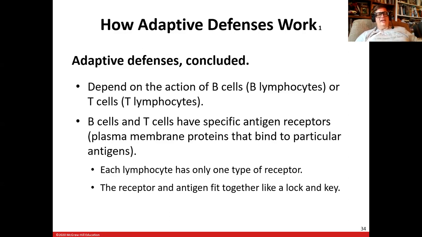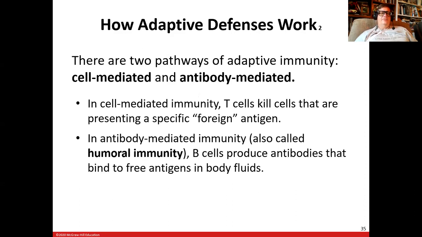And it's important to know that each lymphocyte has only one type of receptor. It's not the Swiss Army knife of fighting things. It's this lymphocyte knows how to fight this thing. And that lymphocyte over there knows how to fight that thing. And this one can't help there, and that one can't help over here. They have one surface receptor on their plasma membrane, and it fits the antigen protein. It recognizes the antigen protein because it fits like a lock and key. All right.